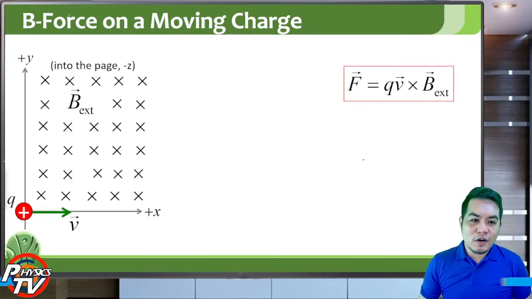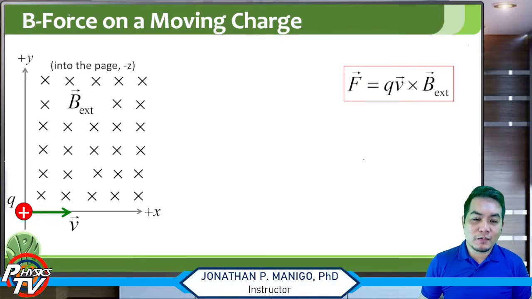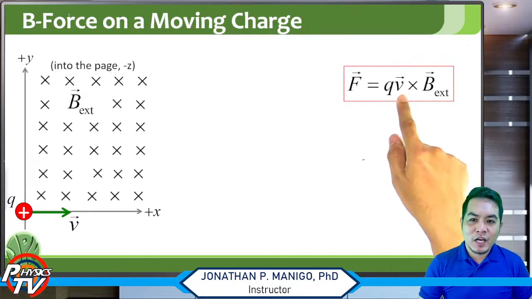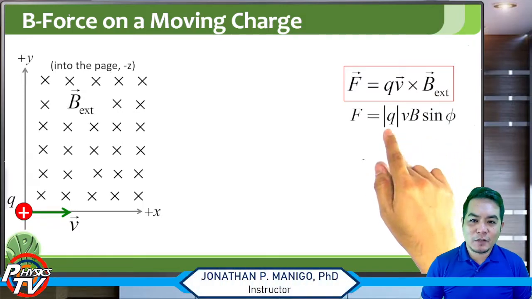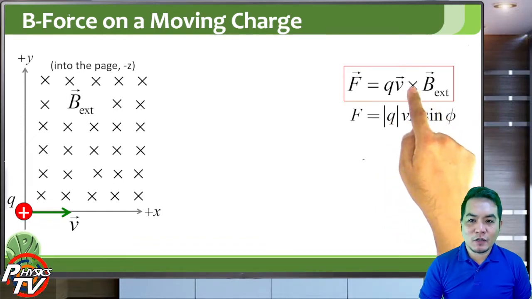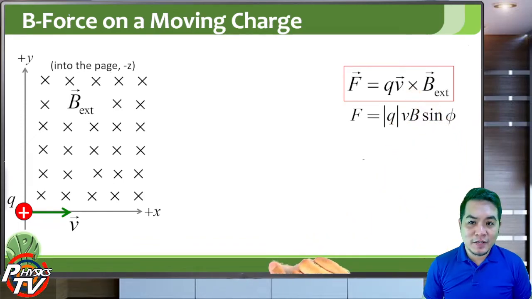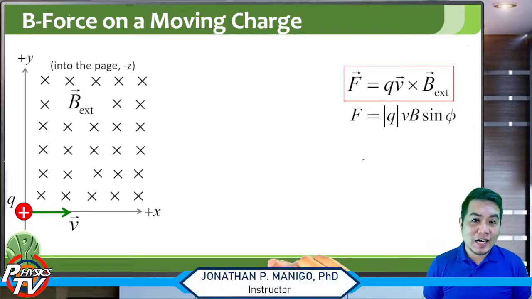So the force on the moving charge, moving with velocity v, will be qv cross the external magnetic field. Of course, if you take the magnitude of that, the magnitude is qvB sine phi, since this is a cross product. And to get the direction, you use the right hand rule.